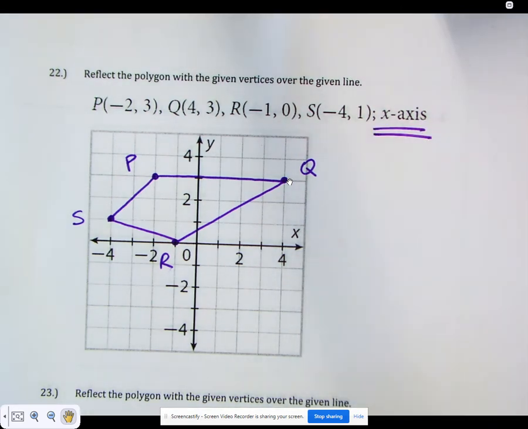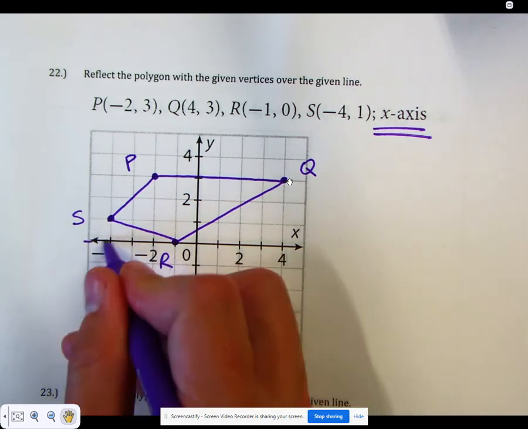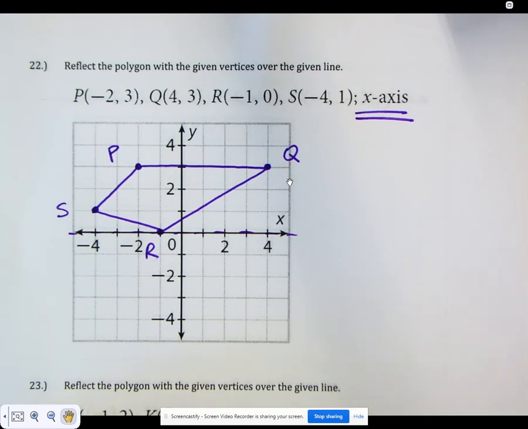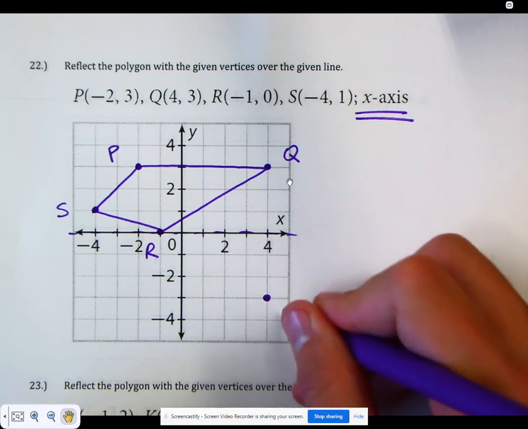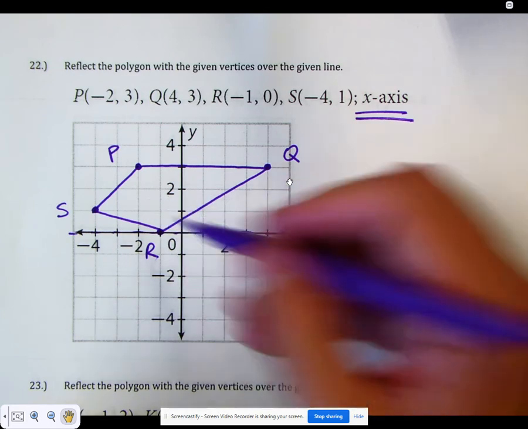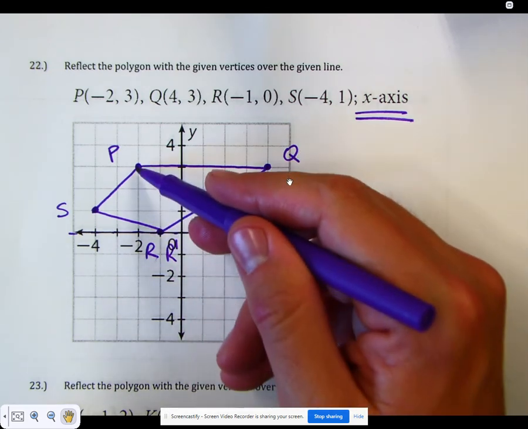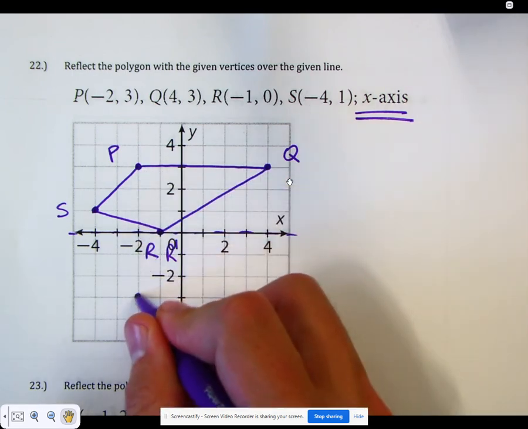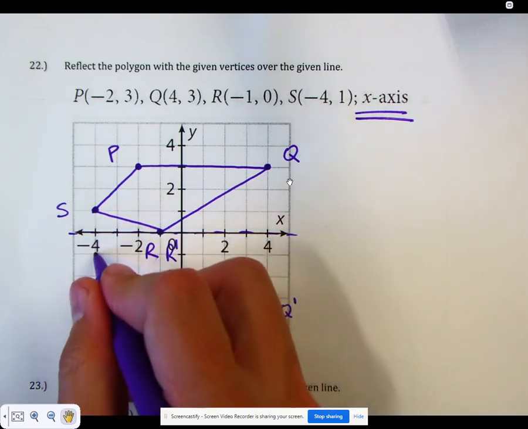So reflect over the x-axis. This is the x-axis down here. Let's do it point by point. Q is going to reflect over like this. R is on the line of reflection, so he stays where he is. So R and R prime are the same point. P is 3 units away, so it's going to jump over the line. There's P prime. And then S jumps over the line. There's S prime.